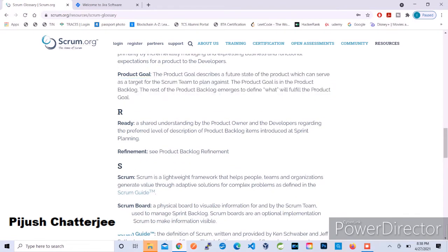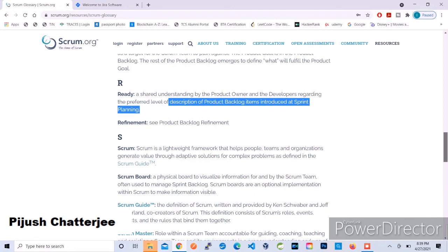Ready: when the product backlog items are ready, they can be part of the sprint. It is better to have them ready before the sprint, but sometimes it is not possible. So you should have your product backlog item ready for introducing in the sprint. It is a shared understanding between the product owner and the developers regarding the preferred level of description of the product backlog item to introduce at the planning meeting. So before the planning meeting, it is recommended that the product owner clarifies anything and grooms the story to make it ready to include in a sprint.